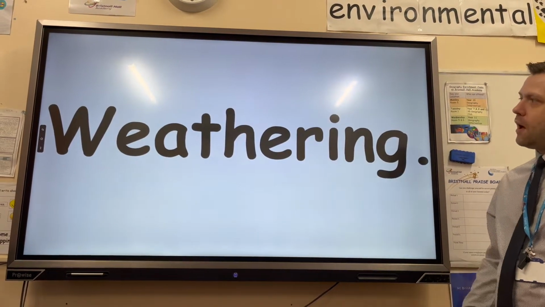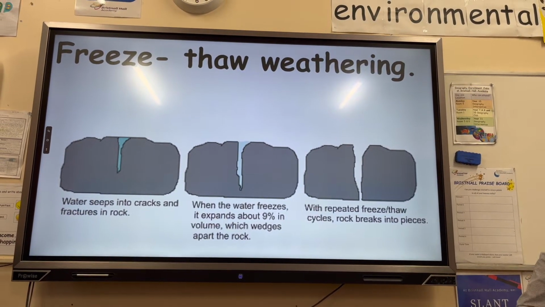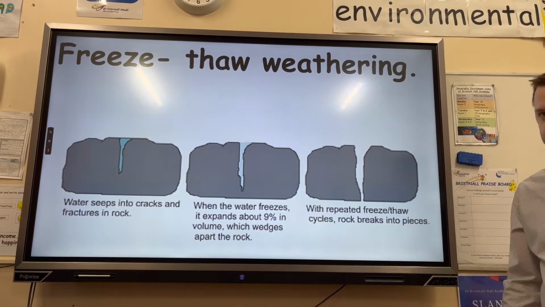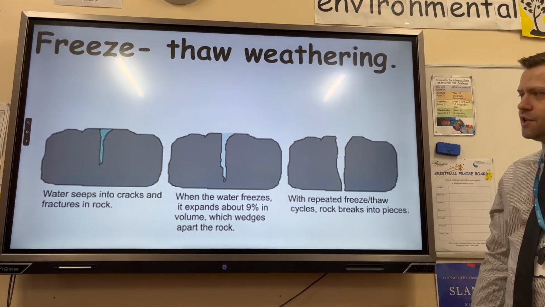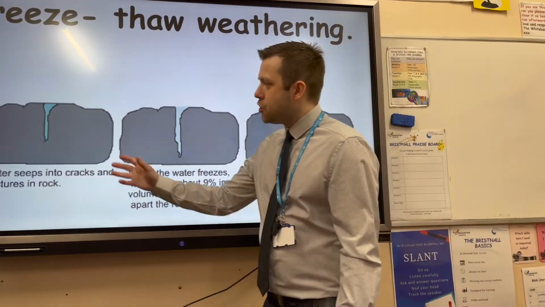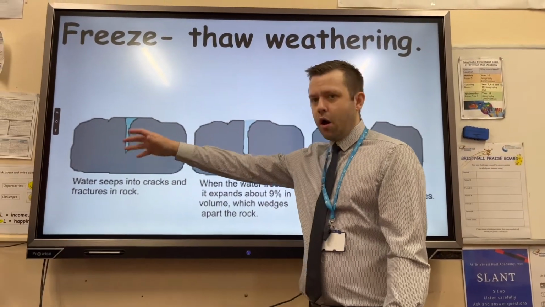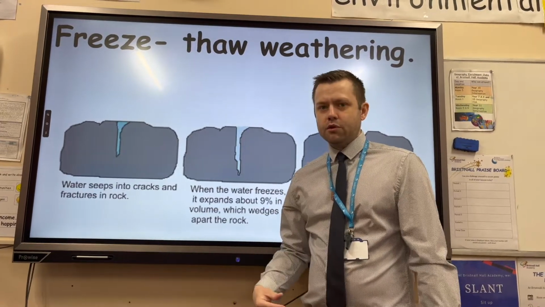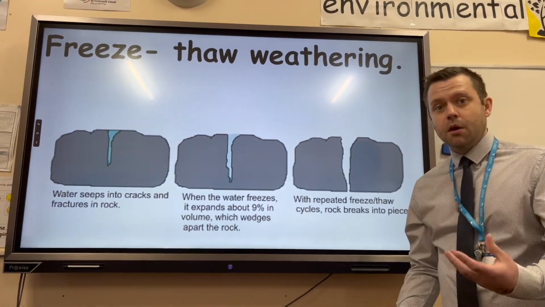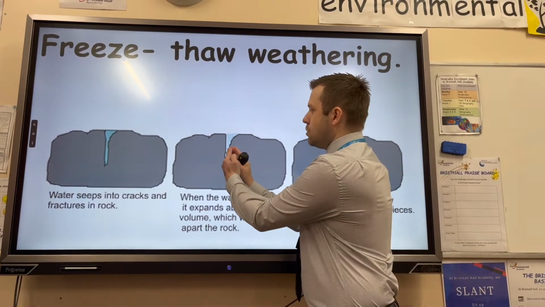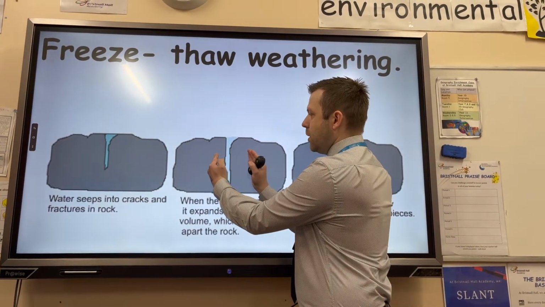Weathering. How are landscapes changed by the weather? The first type of weathering is mechanical or physical weathering. This involves movement, and we use the example of freeze-thaw weathering. So if you imagine, any cracks in rocks or landscape will be filled with water when it rains. At night time, when the temperature decreases below zero, the water will turn to ice and expand, weakening the rock.